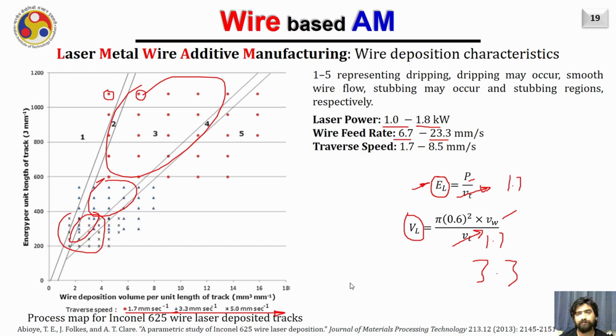This type of process map, like I already mentioned, is very essential whenever you are switching from one wire to another wire. You need to just plot it, and whenever you are going to use a new process parameter, check which zone it is falling in, so that you can predict whether you are going to get a smooth transfer, a drip transfer, or the stubbing transfer of the material into the substrate.